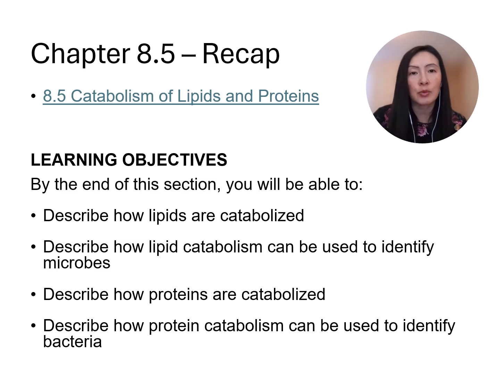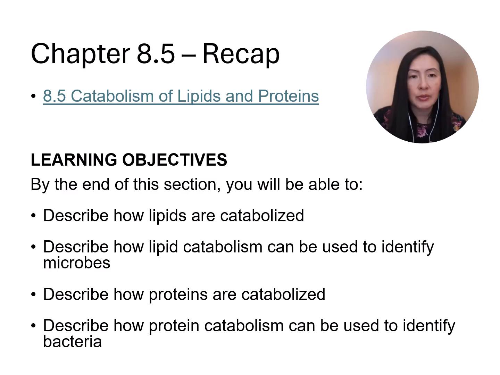For the third one, how proteins are catabolized. So proteases will break proteins down into peptides and then the monomers, which are the amino acids. Amino acids are then deaminated, where the amino group is removed. And these intermediates can enter glycolysis, the transition step, or the Krebs cycle. So this allows microbes to use proteins as both energy and carbon sources.